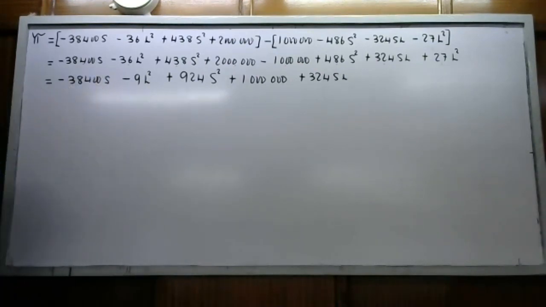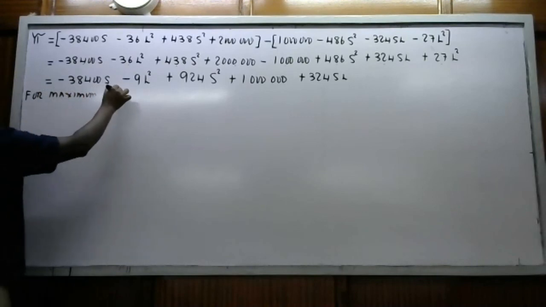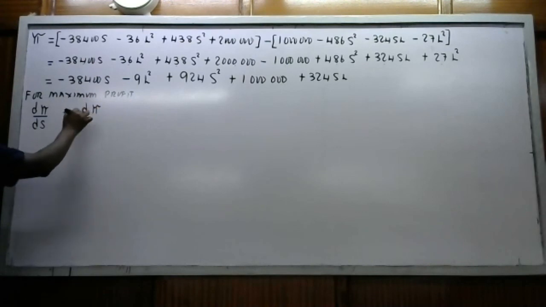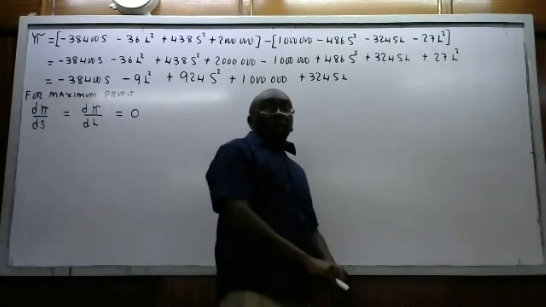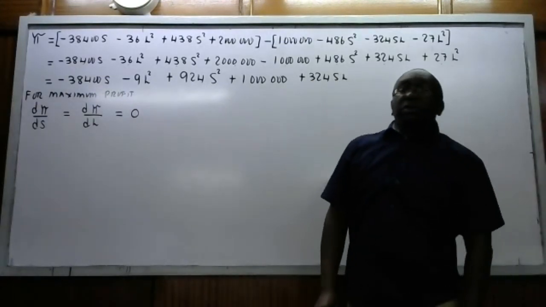So this one is a case of partial differentials. So for maximum profit, the differential of pi with respect to S should be the same as the differential of pi with respect to L, which should be equal to 0. When you differentiate that function partially, you should get zeros.